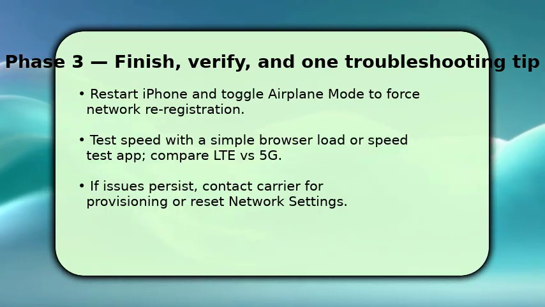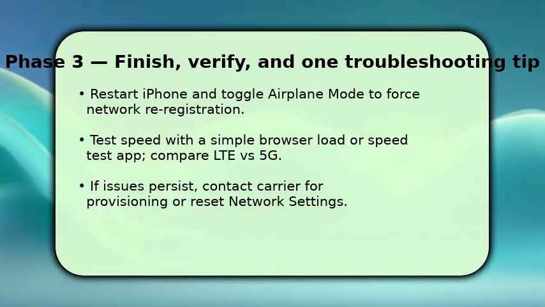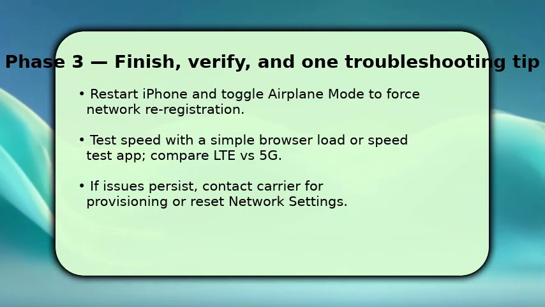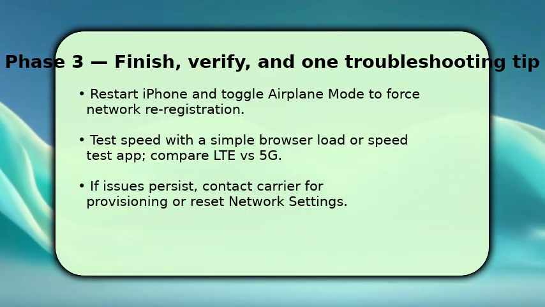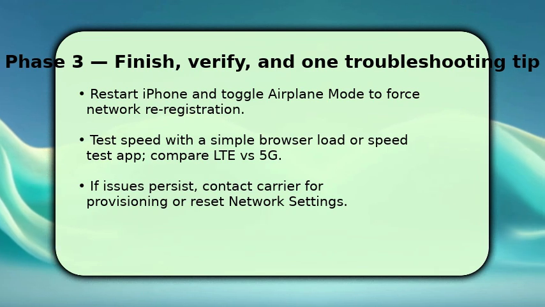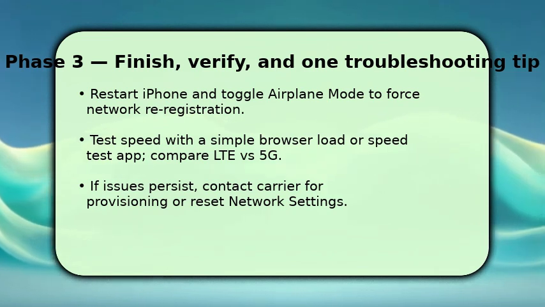If you still don't see 5G, make sure you're in coverage, check Carrier Provisioning, and as a last resort reset network settings in Settings, General, Transfer or Reset. If that fails, contact your carrier for activation or tower-specific troubleshooting. They can push provisioning or check local outages.